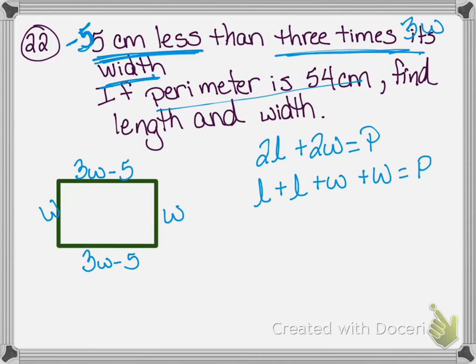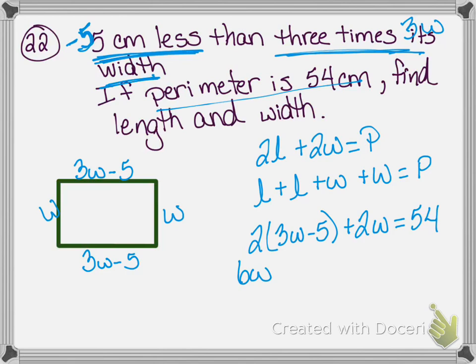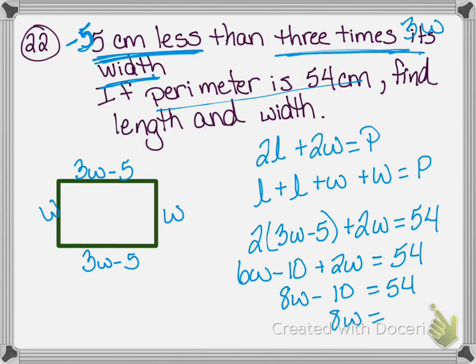It's very cute. So I'm going to use the top one. 2 times length plus 2 times W equals P. So I've got 2 times my length, which is 3W minus 5, plus 2 times my width, and that equals 54 centimeters. Okay? 2 times 3W is 6W. 2 times negative 5 is negative 10. Plus 2W equals 54. So when I simplify that, I have 8W minus 10 equals 54. I add 10 to both sides and I get 8W equals 64.